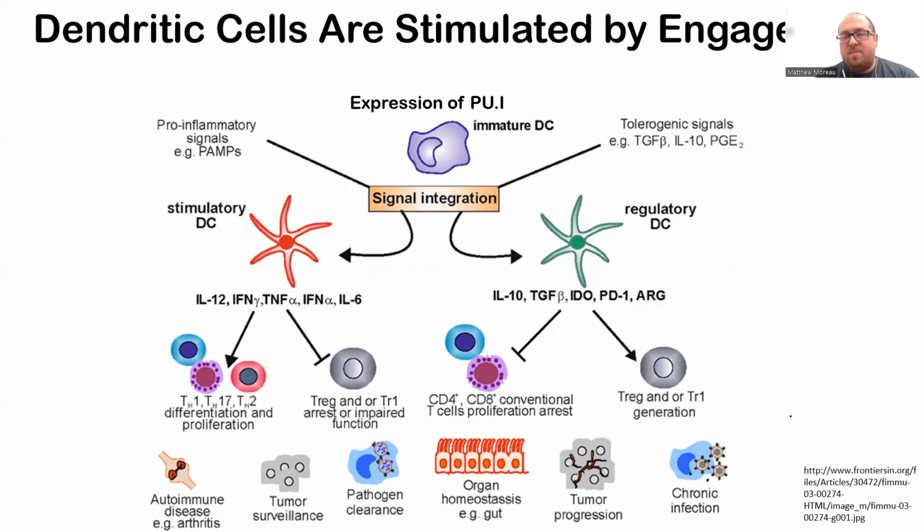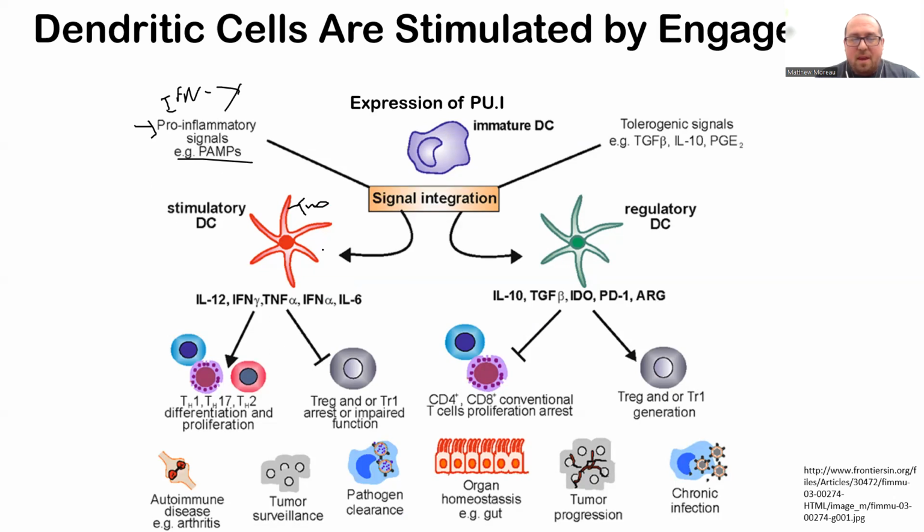So dendritic cells themselves, they are stimulated by engagement. They are stimulated either through the binding of certain receptors on their cell surface to molecules which are pathogen associated. And again, these are the PAMPs that we've talked about. They also can be triggered or activated by pro-inflammatory signals, such as interferon gamma. So much like macrophages, they can be activated by chemical expression as well as direct engagement.